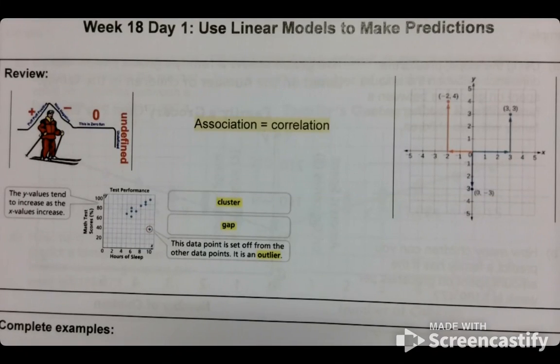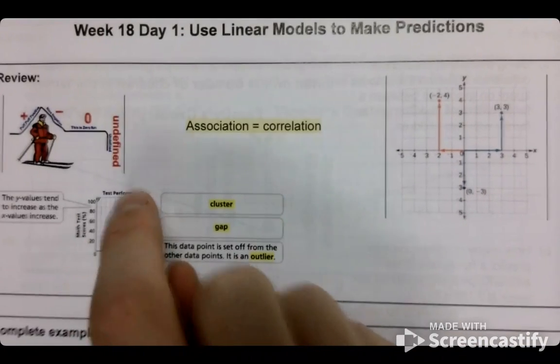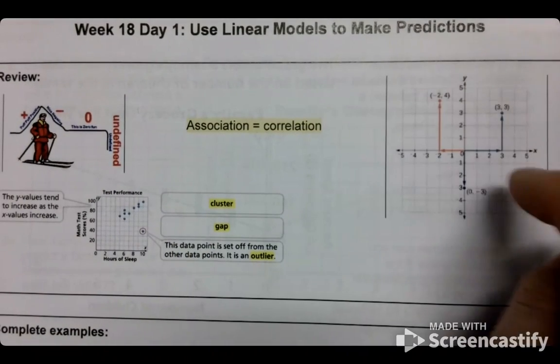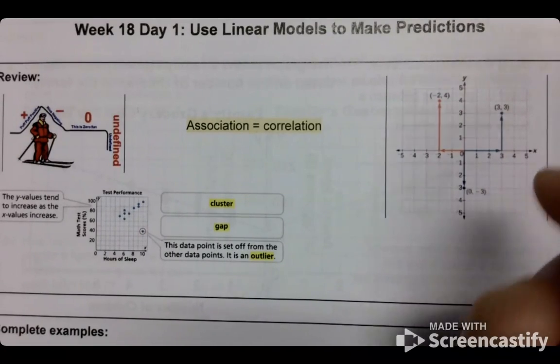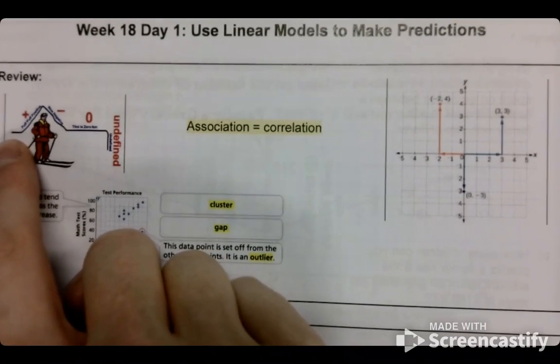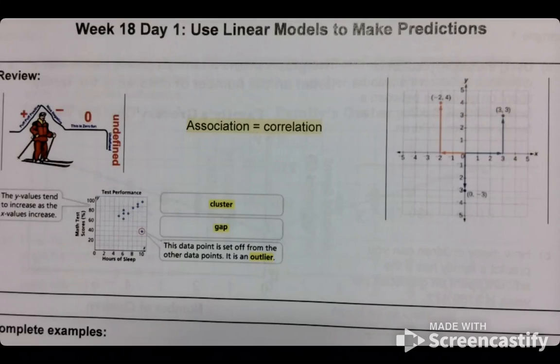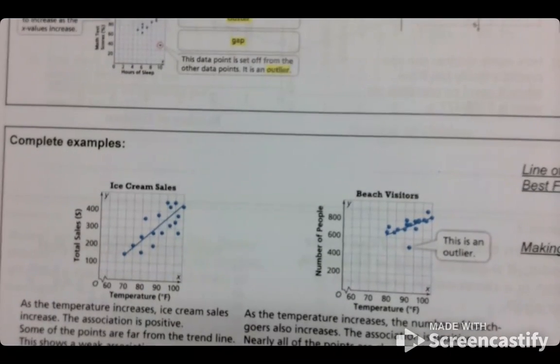Alrighty, so at the top is a little bit of a review of what we did last class. Remember that cluster is that group together, the gap is that blank space, and the outlier is the weird one. A reminder of how to plot points. We focused on that a little bit last class as well, but just a quick reminder. And again, remember the biggest thing here is positive association, negative association, and then none. And correlation and association mean the same thing.